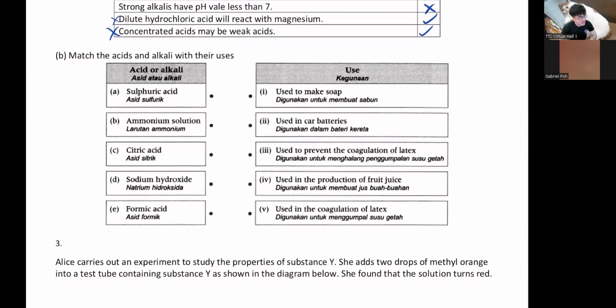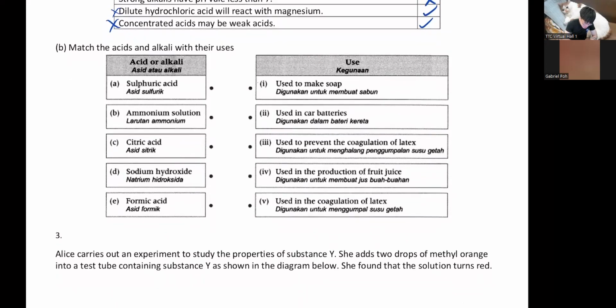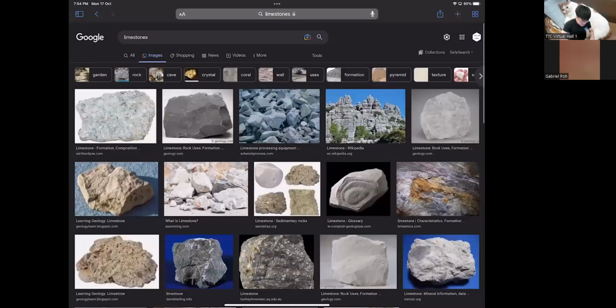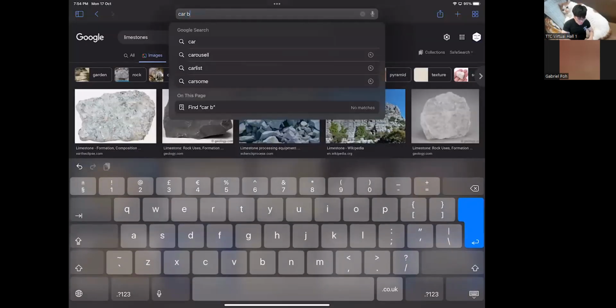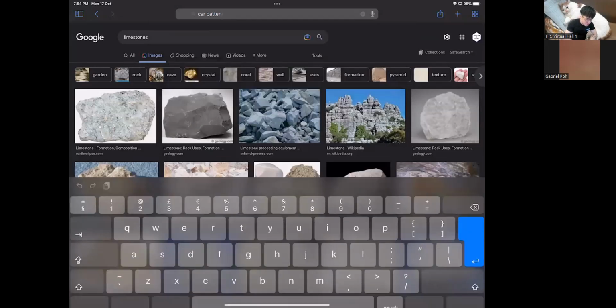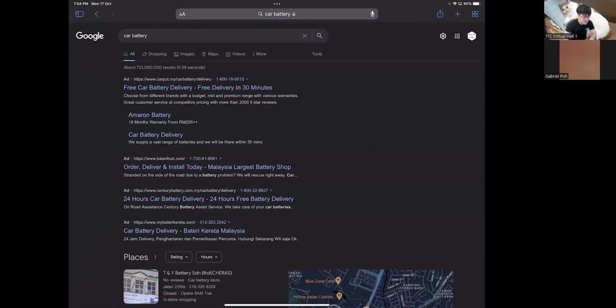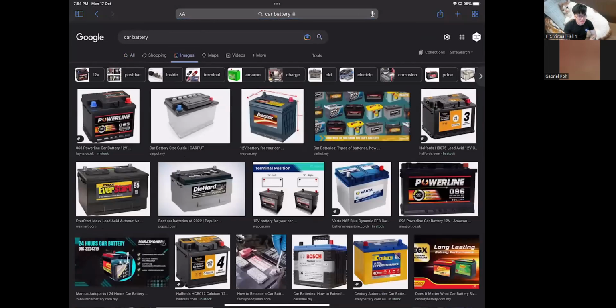So match the acid and alkali with their use. Number 1, sulfuric acid. This is used in your car battery. You know what your car battery is, right? Do not throw this into the drain or anything. This thing is very corrosive. If you pour this down the drain, you can kill many wildlife. So please don't do this.